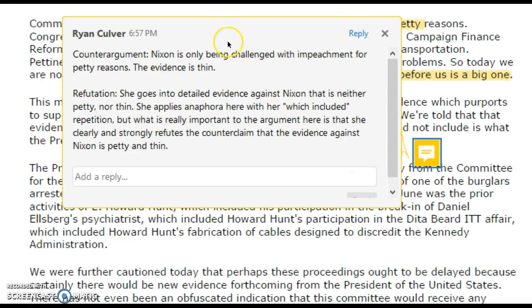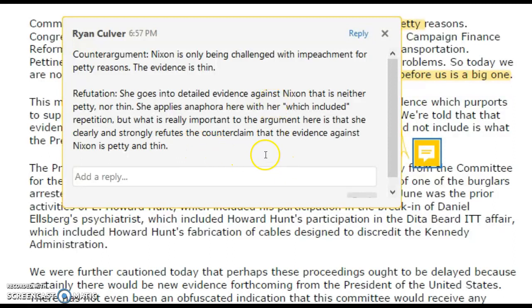Those are counter viewpoints. The way counter argument works is you have to outline the opponent's viewpoint without misrepresenting it, and then you have to discredit it. And she does that. The counter argument is that Nixon is only being challenged here because of petty reasons, and that the evidence against him in actuality is thin. She refutes this by going into detailed evidence against Nixon that is neither petty nor thin.